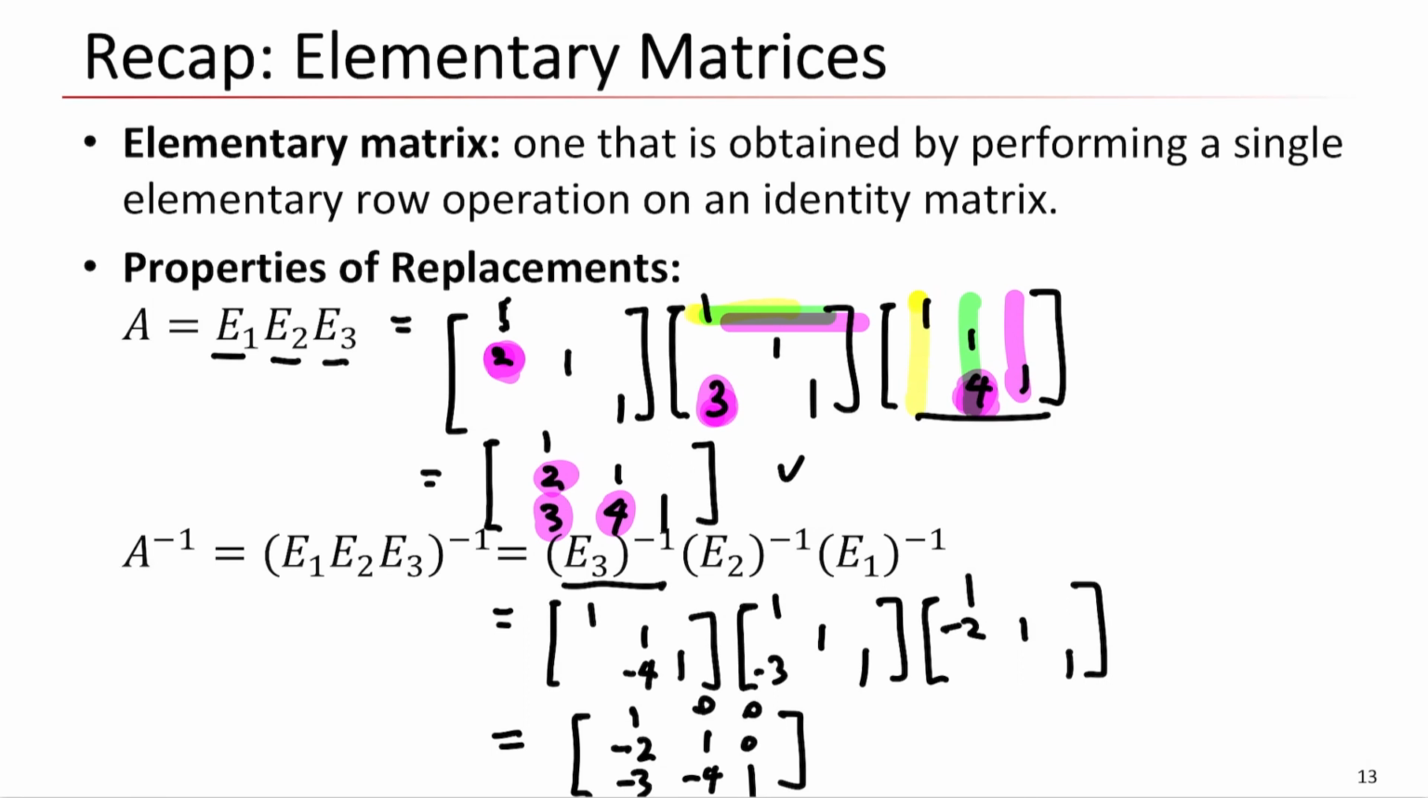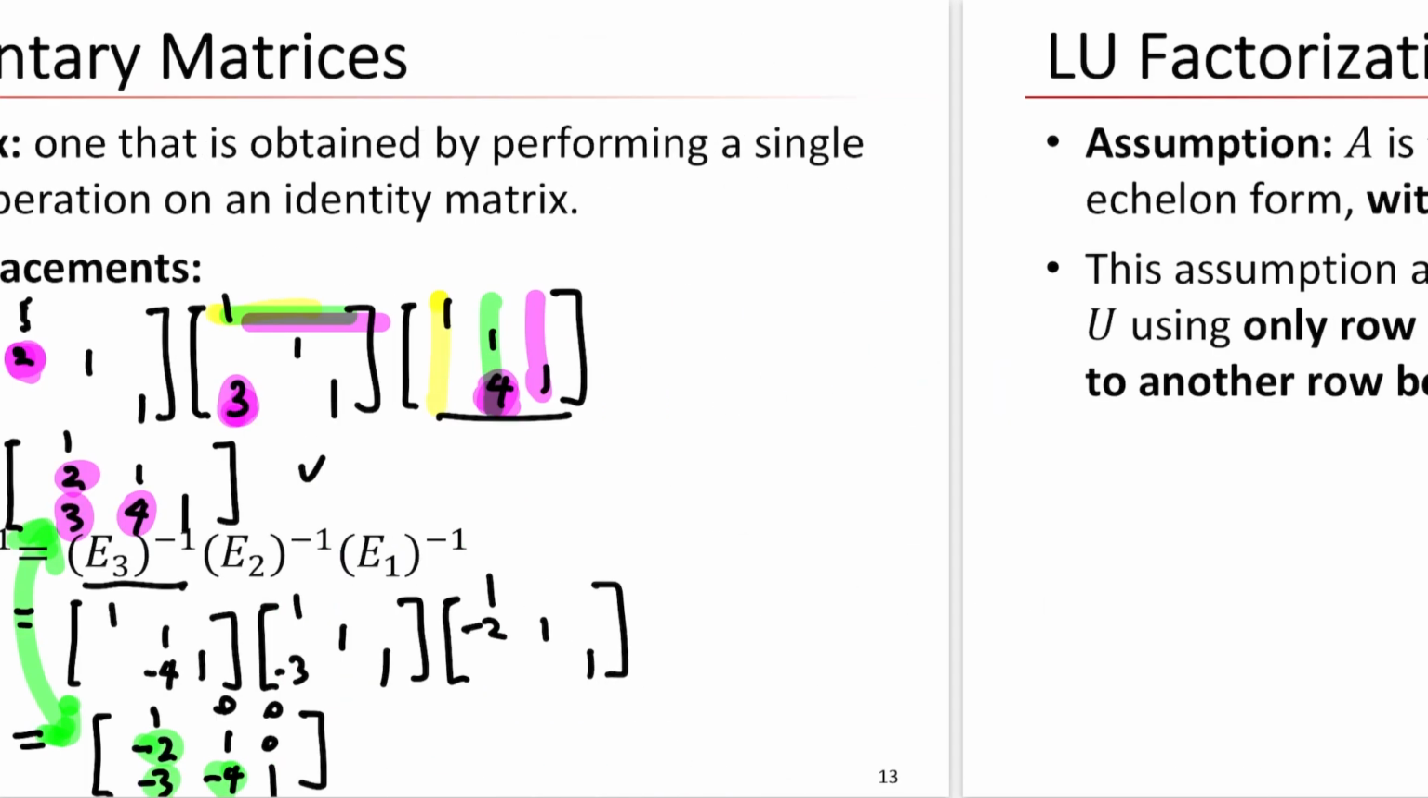So comparing to this one, the inverse of the multiplication of the elementary matrices is just a negative sign on the constant value. So this is the rule, or the property, of the elementary replacement matrix. So please remember this one. We will use this kind of operation from now on.